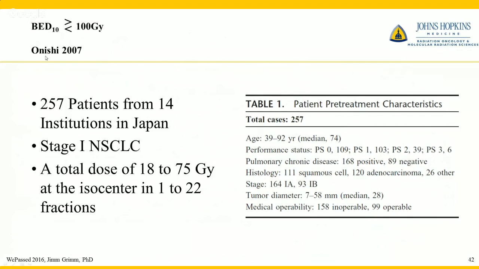So the Onishi 2007 study included 257 patients from 14 institutions, stage 1 lung cancer, a wide range of dose from 18 to 75 gray, again defined at the isocenter. Just because one study defined it as isocenter dose doesn't mean everyone has to, but you have to keep in mind what the definitions are and make sure their definition of dose matches your own. You will see this result applied to all different things. And keep in mind, we need to properly convert everything. And also a wide range of fractionations from 1 to 22 fractions.